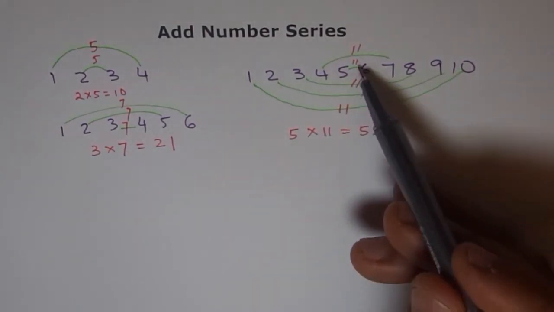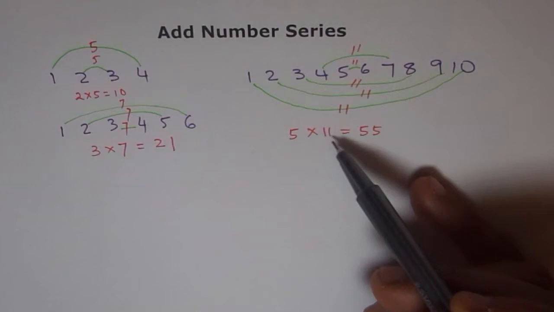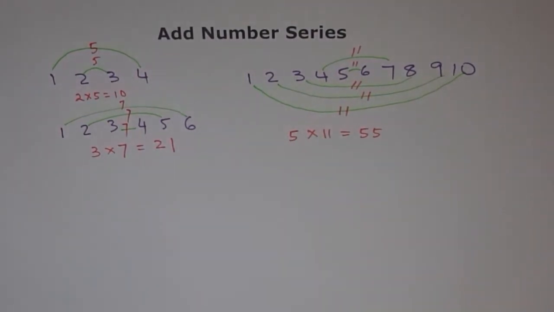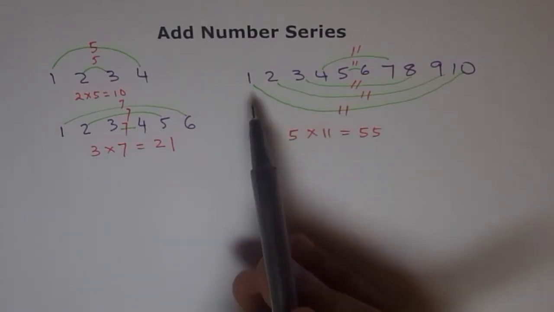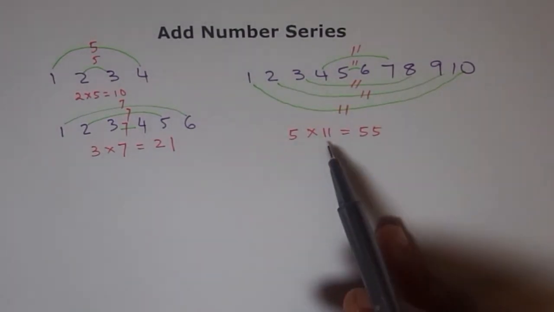1, 2, 3, 4, 5. 5 times 11, 55. Do you get that? Do you understand the concept? The concept is to add first and last number, you get a number. In this case, if you add 1 and 10, you get 11.